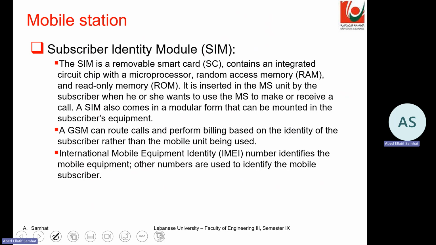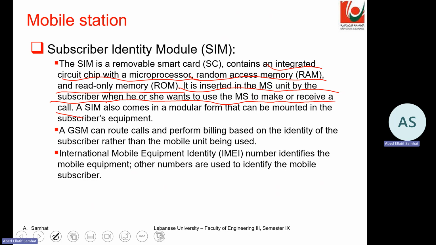So we described the terminal equipment. Let's see together the SIM card. It's a kind of small chip that contains an integrated circuit with a microprocessor, random access memory, and also a read-only memory. It's inserted in the mobile station unit by the subscriber when he or she wants to use the mobile station to make or receive a call.